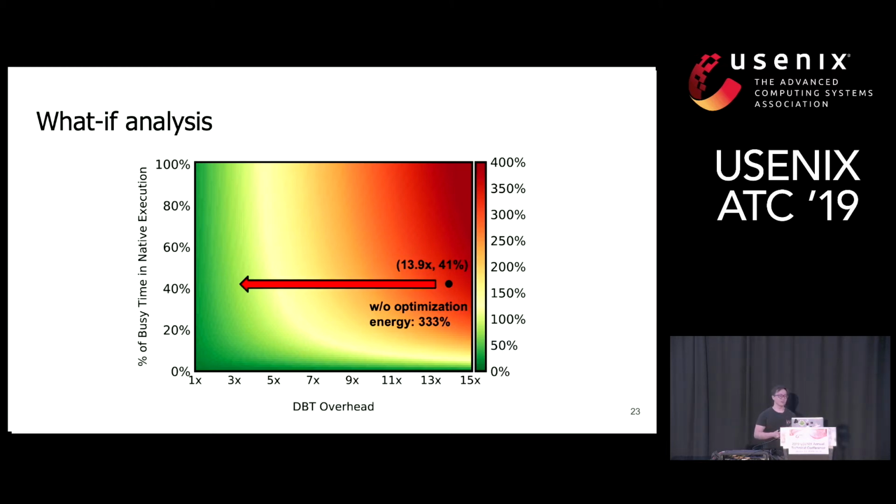However, with our DBT optimization and Arc, we're able to push all the way to the green zone, ultimately resulting in a 34% energy saving. This is only made possible by our low overhead DBT.